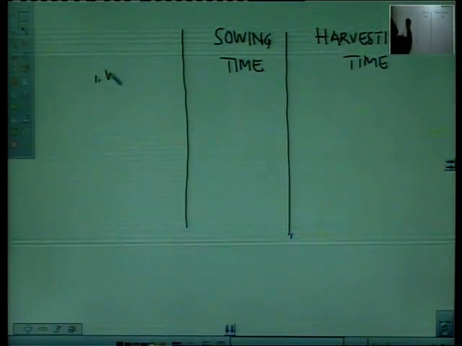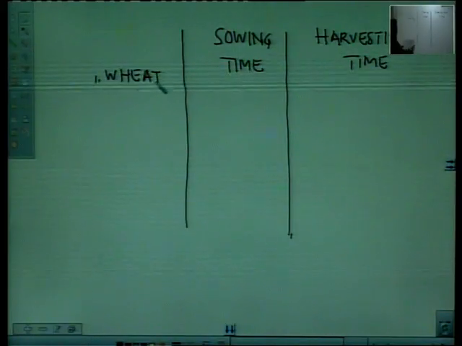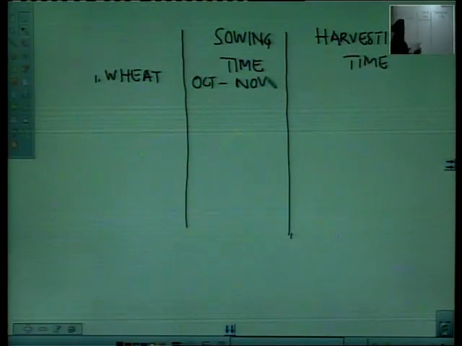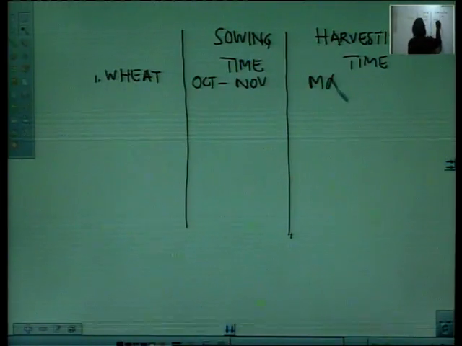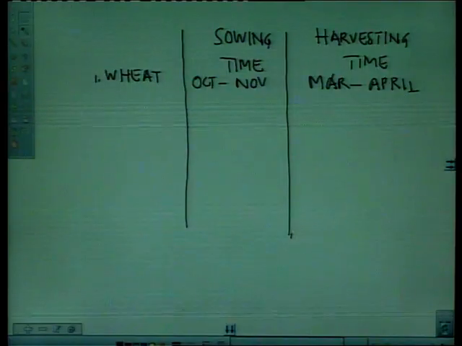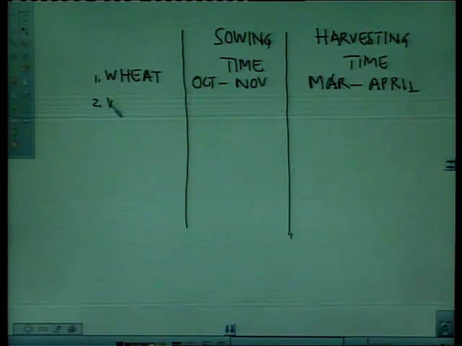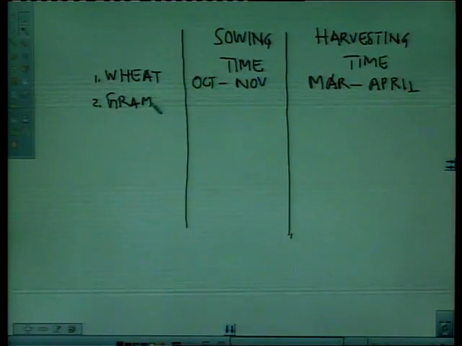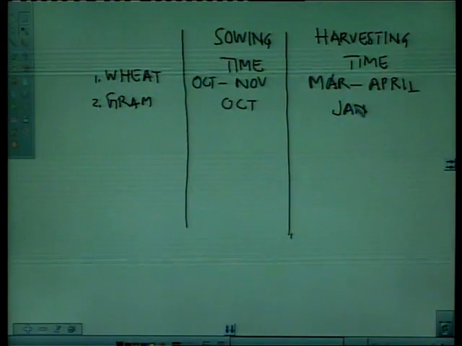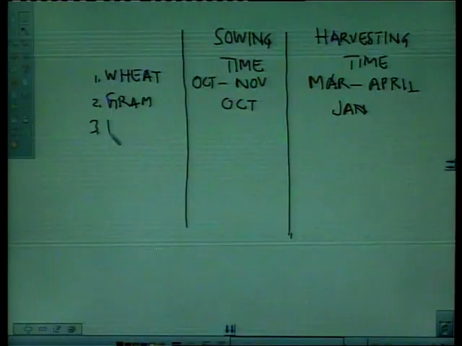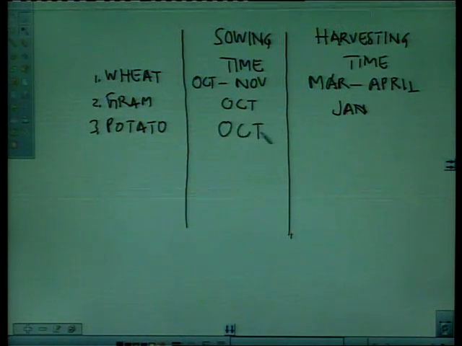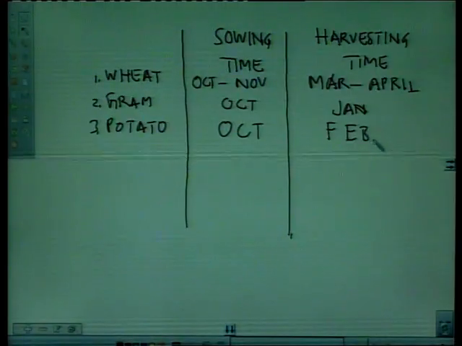Wheat, first is wheat, very important, and October to November is its sowing time. So, do not be late beyond November. Then harvesting is March to April. Then gram: sowing time October and harvesting time January. Potato: sowing time October again and harvesting time February.